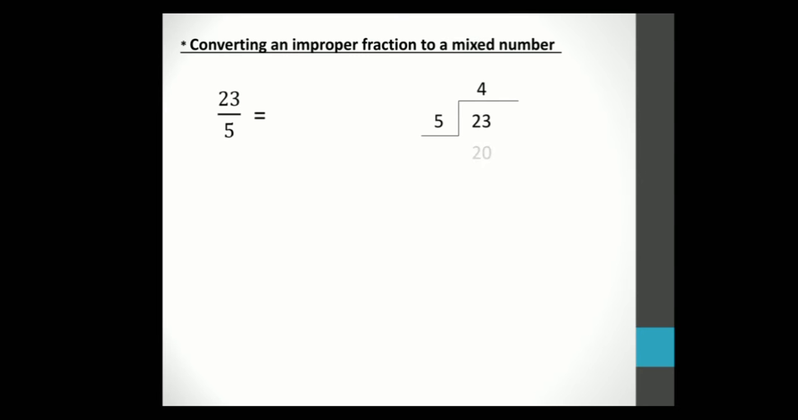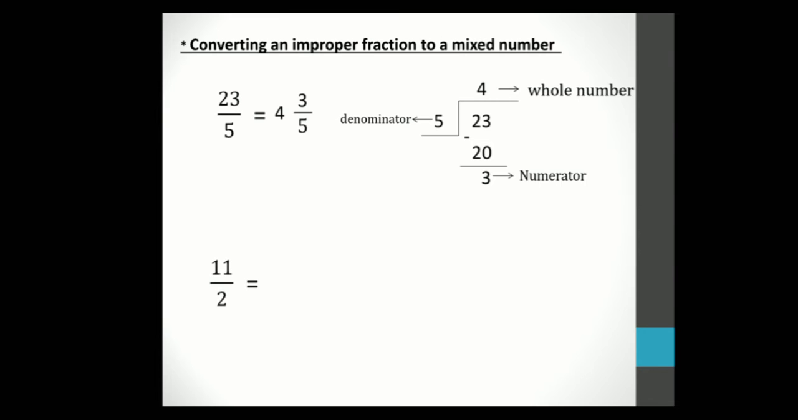And then I write 20 down under 23 and subtract it. So 23 minus 20, the result will be 3. Now I take the result of division, 4, and write it as a whole number. So I put 4 as a whole number. And then take 5, put it in the denominator as it is. And the remainder of the division will be its numerator. So the result will be 4 and 3 over 5.